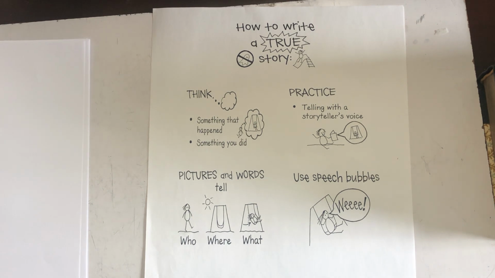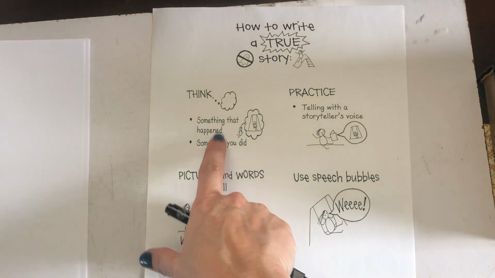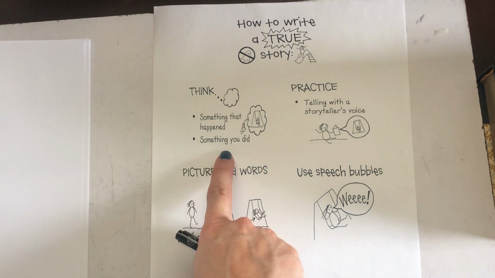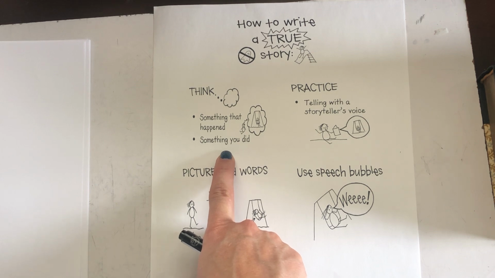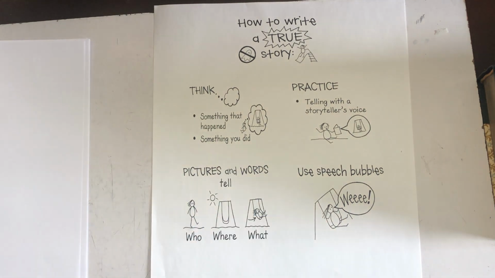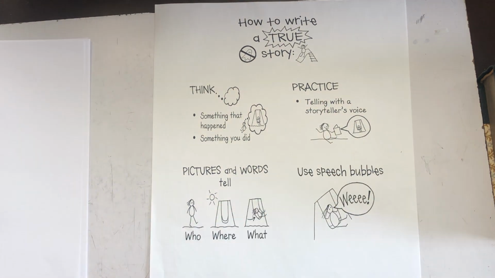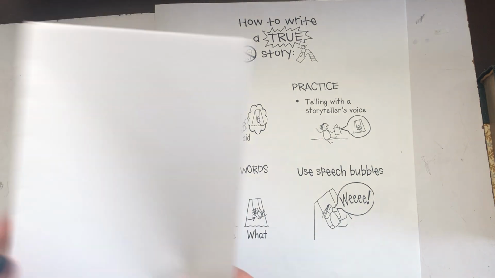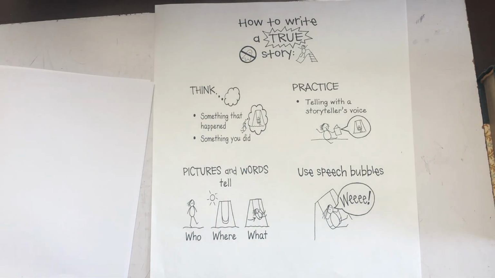Okay, so let's go back over and remember what good stories have. So when we're telling a story, a good story, people usually think about something that happened or something you did. Okay? Something that happened to you or something that you did. Once you think about something you did or something that happened to you, then you get to practice telling the story. And we know that good storytellers practice telling the story before they get started on paper. They want to know how it's going to sound.